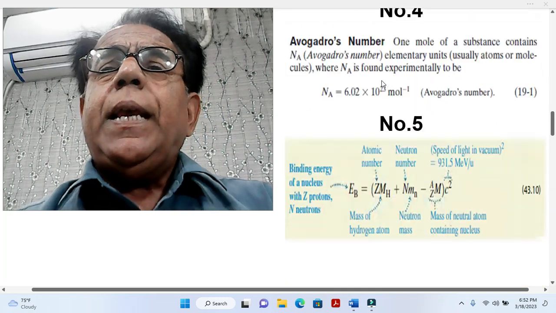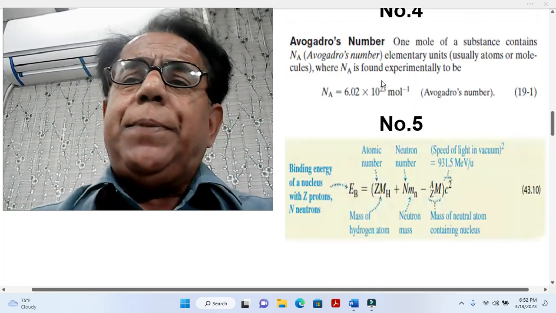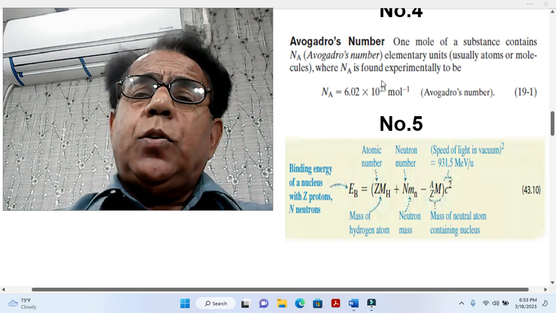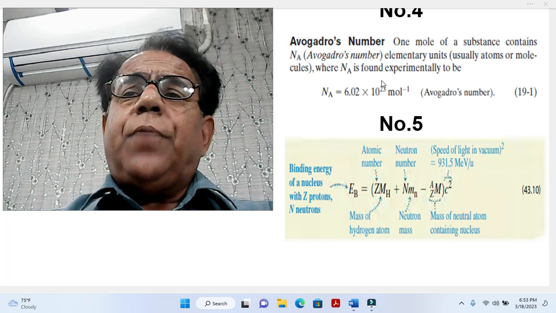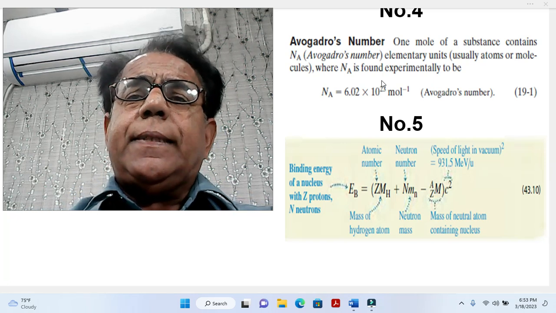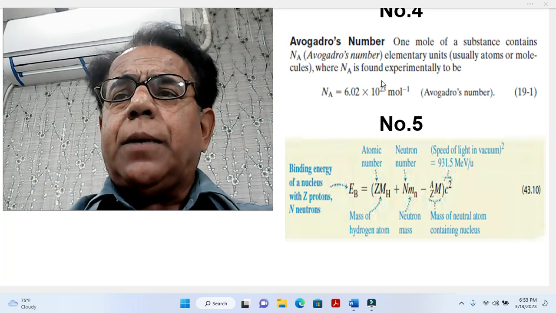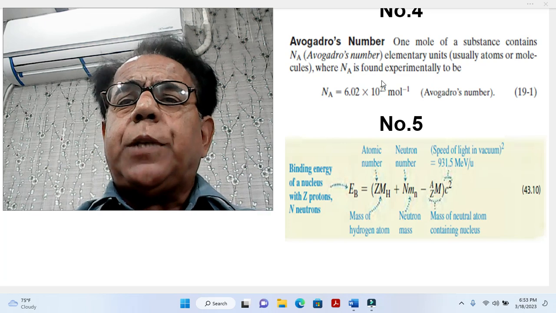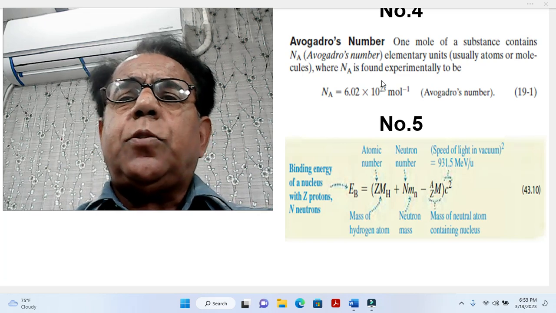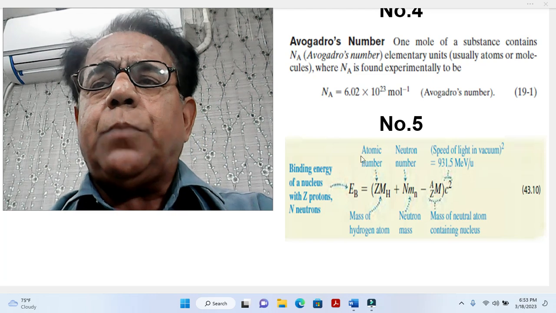Anyhow, Avogadro's number has once again been adopted. 1 mole of a substance contains Avogadro's number Na elementary units, usually atoms or molecules, where Na is found experimentally to be 6.02 into 10 raised to the power 23 per mole, Avogadro's number.